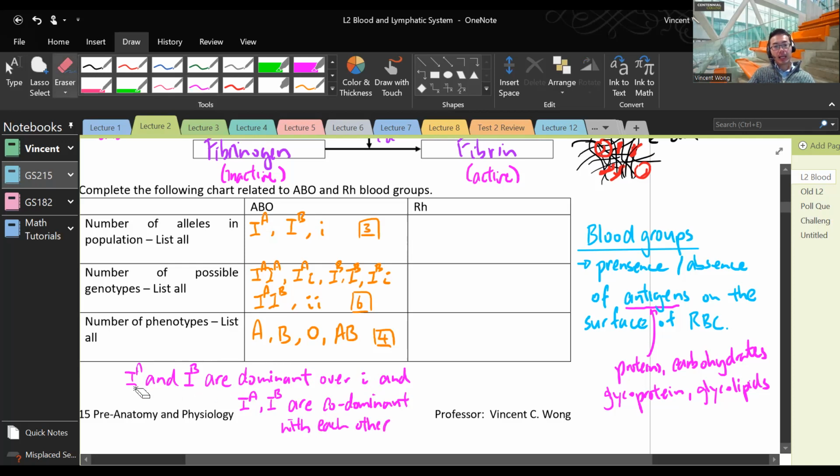So when you get an IA and an IB together, that's going to give you type AB blood. If you have IA combined with a little i, you will be type A blood. And so these two will give you type A blood. These two will give you type B blood, type AB, and then little i is just type O blood. Type O blood is the absence of A and B on the surface of your red cells.